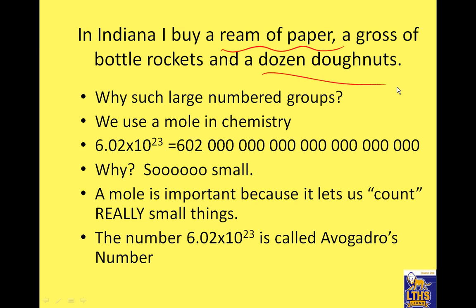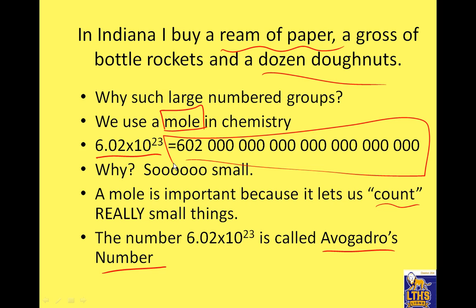And in chemistry, we group things by large numbers, and that is called a mole. How many things are in a mole? Well, this number, 6.02 times 10 to the 23rd, also known as Avogadro's number, represents how many things are in a mole. Why is that number so huge? Because the particles that make up chemistry are really small. And a mole is important because it helps us count really small things. If you had to count out this many things, you wouldn't finish it in your lifetime, or probably 10 lifetimes. So a mole is a unit.